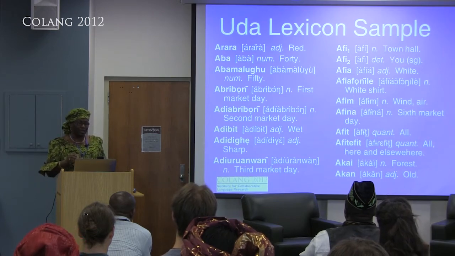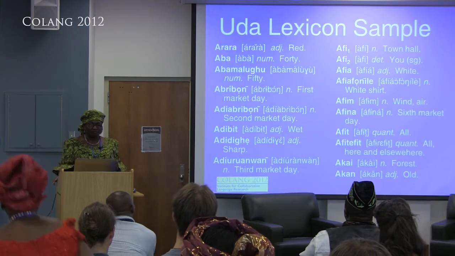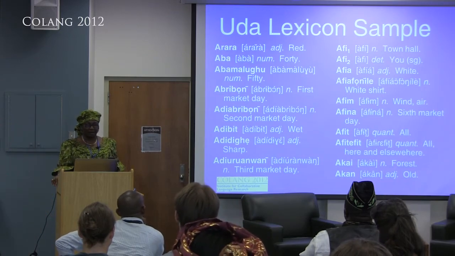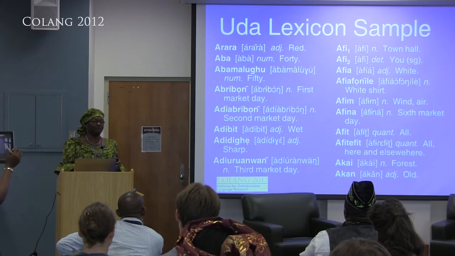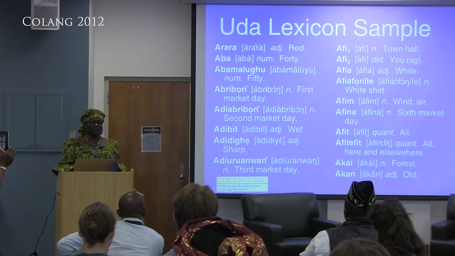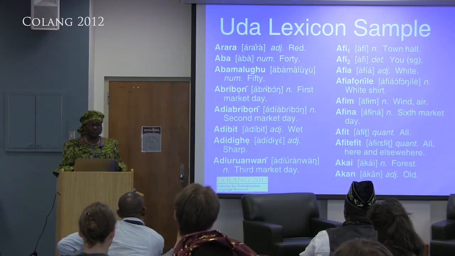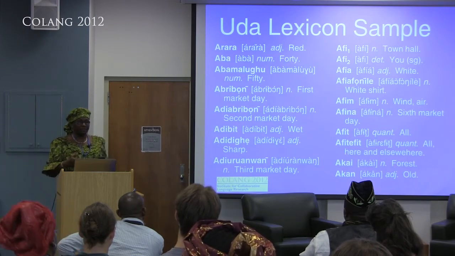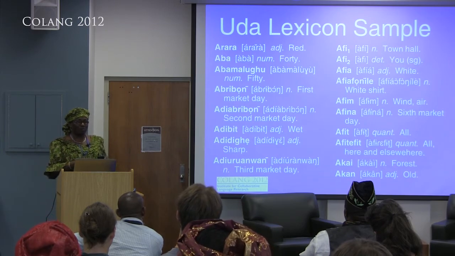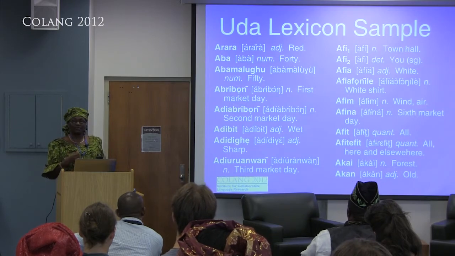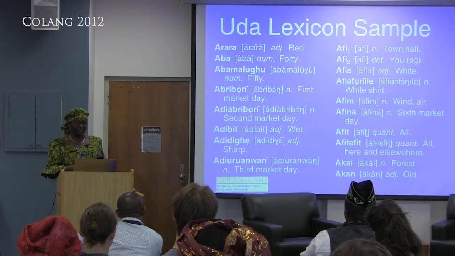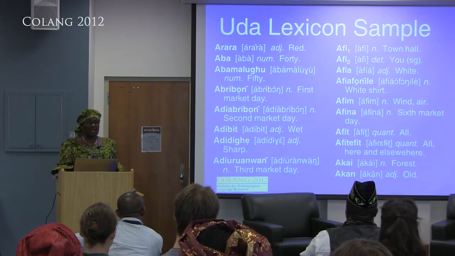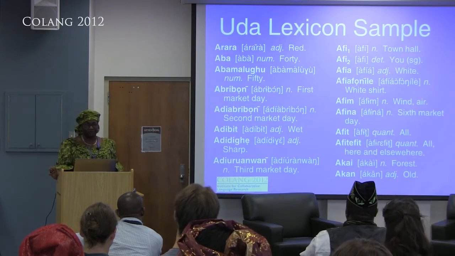And so in a word like red, we have arara. Now, you see, we have four fields in this lexicon so far. We have the orthographic entry, the pronunciation, the word class, and the meaning. Now, we plan to have more than this. We plan to have the pronunciation, maybe pictures, and some sample sentences eventually, but this is as far as we've gone. So the lexicon looks like this. And so far, we have up to about 350 words in that lexicon.